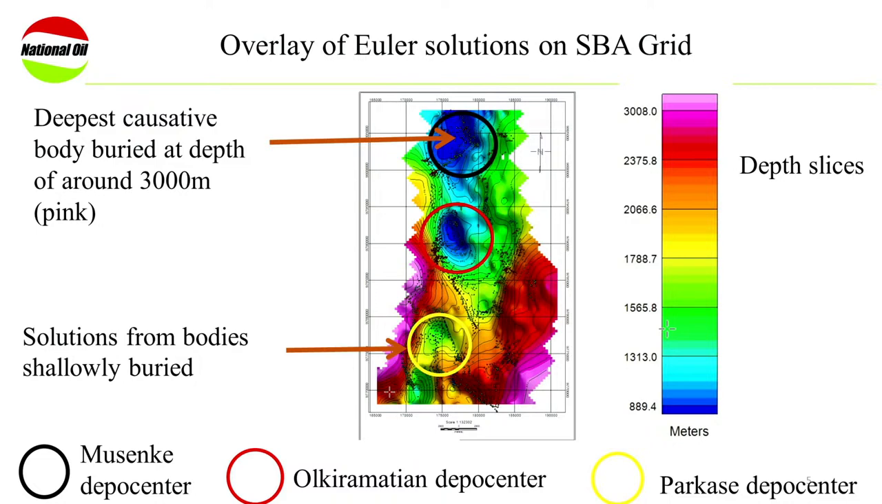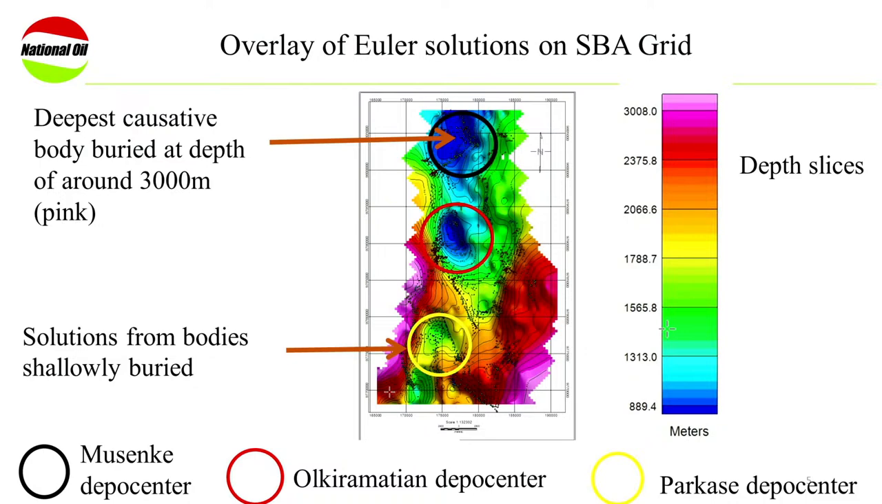So if I name the three depot centers, from the north one to be Musenge, Olkrematian, and Pakase, the southernmost. The question is, which of these is deeply buried? Euler solution can try to answer that. Look at the Pakase depot center, the one that has got yellow. It predominantly has got greenish to bluish solutions. That essentially means it's shallowly seated.